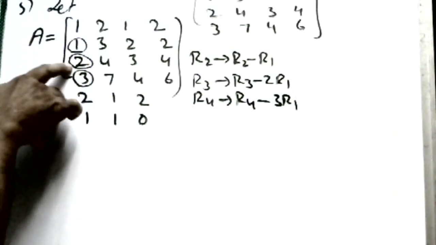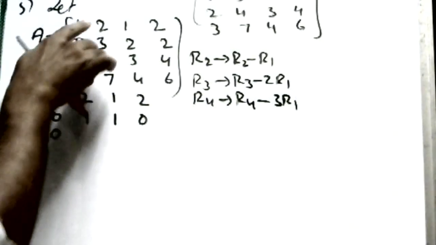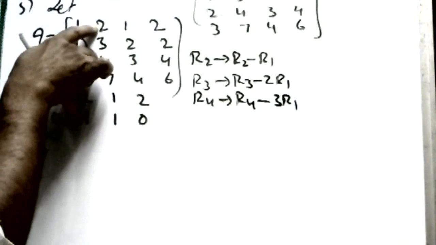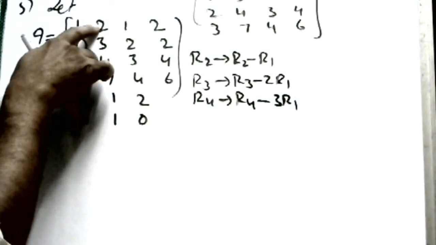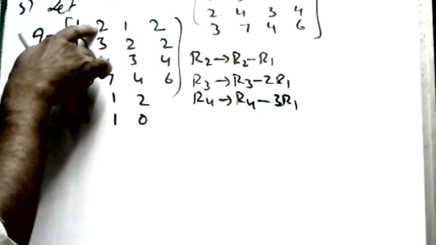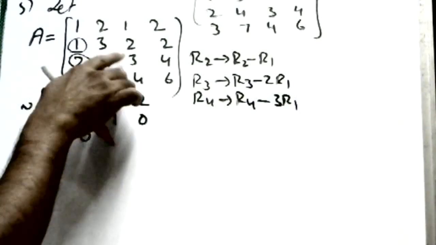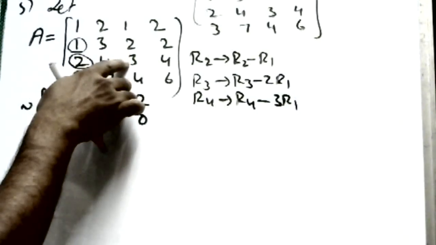In the same way, R3 minus 2R1. 2 1s are 2, 2 minus 2, 0. 2 2s are 4, 4 minus 2, 2s are 4, 4 minus 4, 0. This also becomes 0.